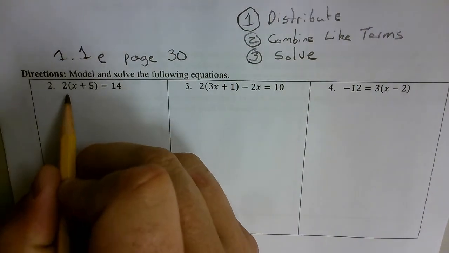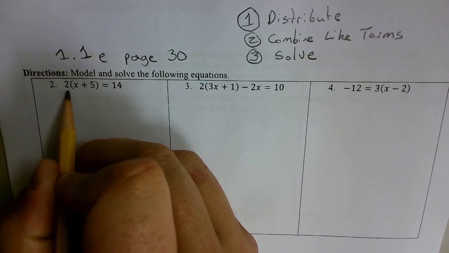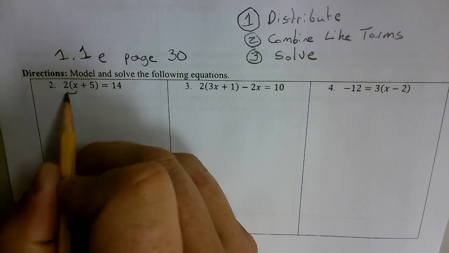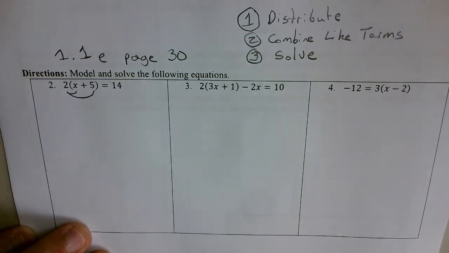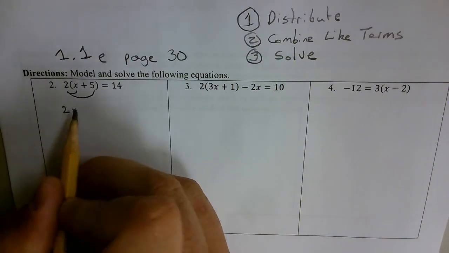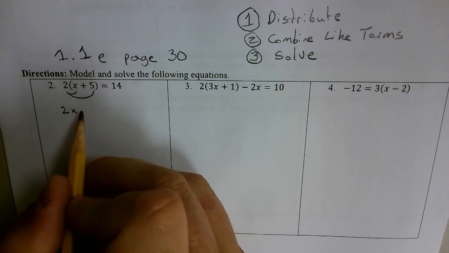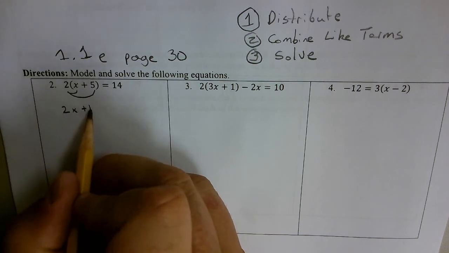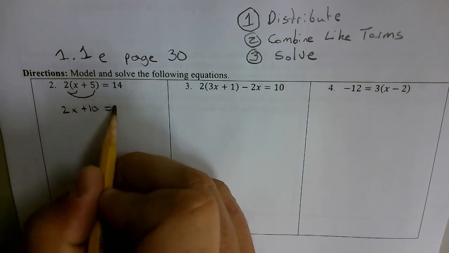The first thing I'm going to do is distribute my 2 that's out front to the x and the 5 that are inside. So when I do that, I do 2 times x. I'm going to get 2x, and then 2 times 5 is a positive 10. Equals 14.